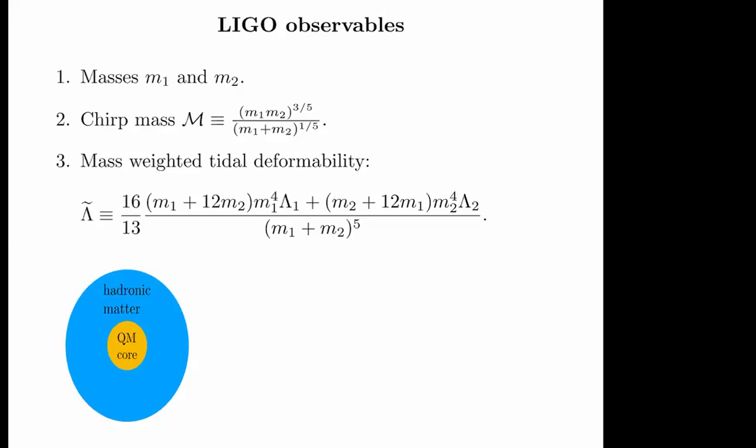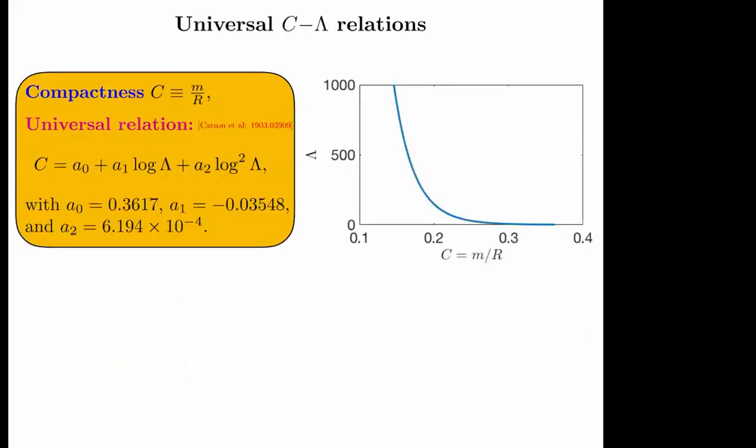So how does the presence of a quark matter core manifest itself in lambda tilde? You can go ahead and construct a bunch of models for quark matter equations of state and hadronic matter equations of state and see, and people have done this, and what they concluded is that there's a remarkably useful universal relationship between the neutron star's compactness, c, which is defined to be the mass divided by the radius, and this tidal deformability.